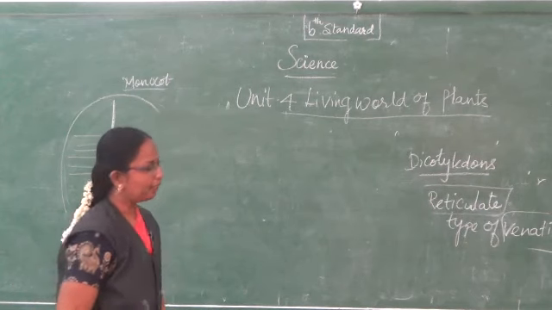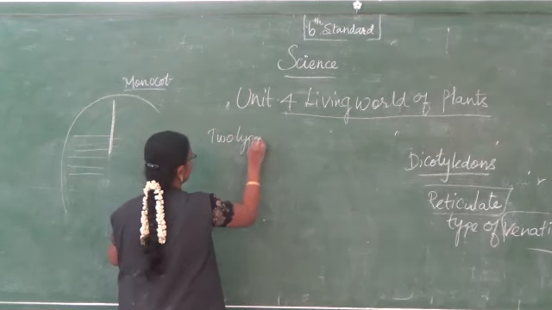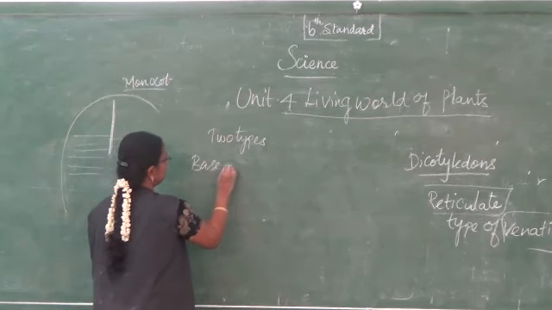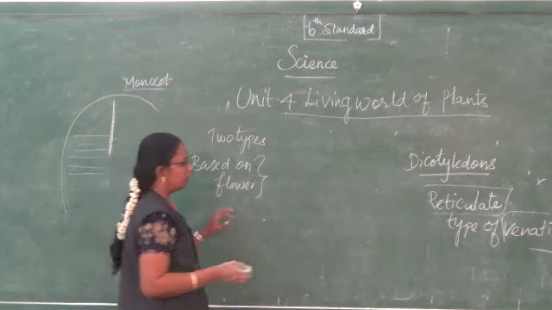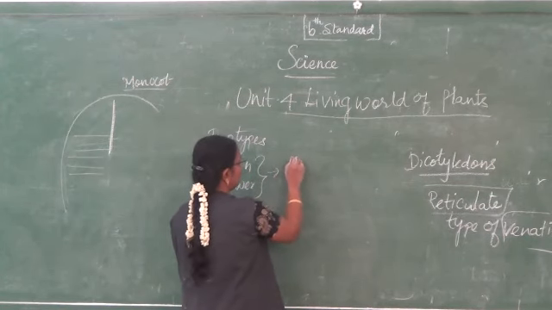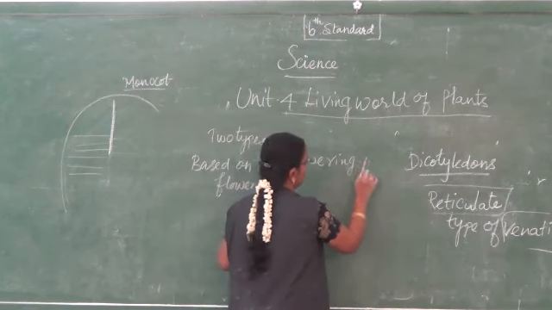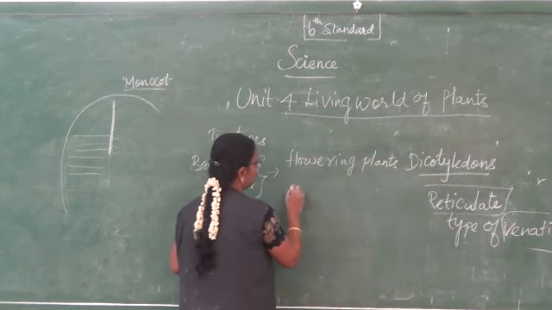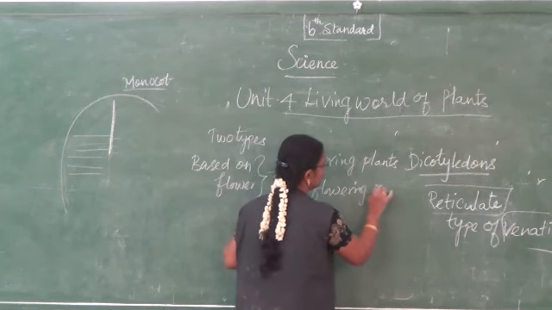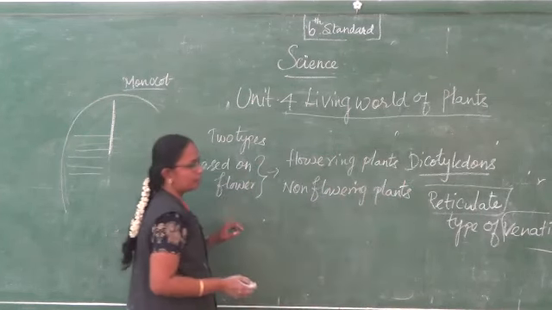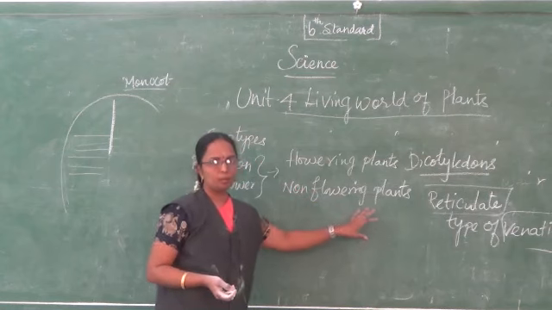Okay, then we can classify the plants into two types based on flower. Maximum of all the plants give rise to flowers. So they are called flowering plants. But some of the plants do not produce flowers. They are known as non-flowering plants. So based on the type of flower, the plants are classified into flowering and non-flowering plants.